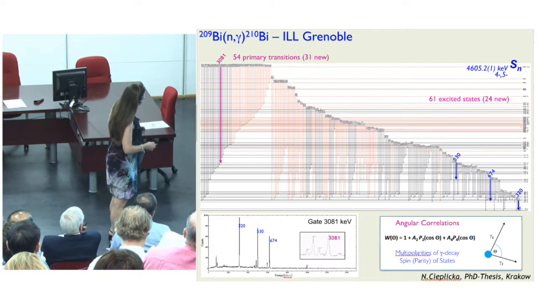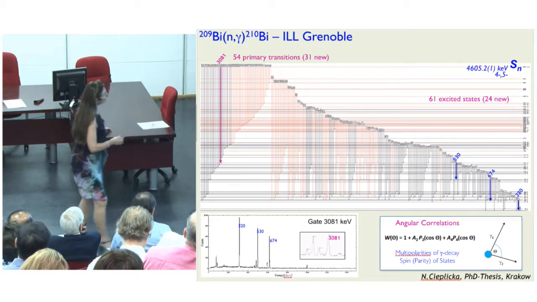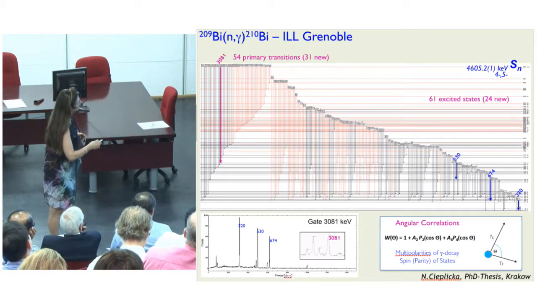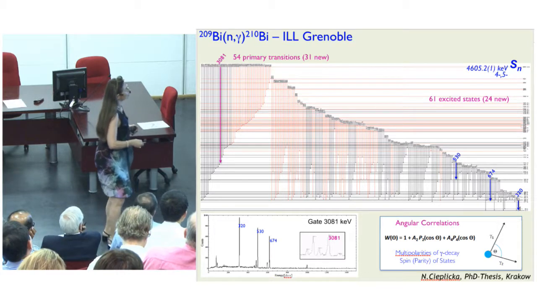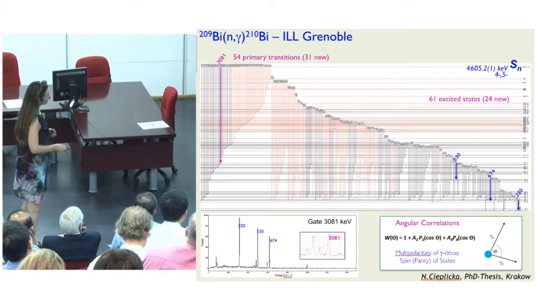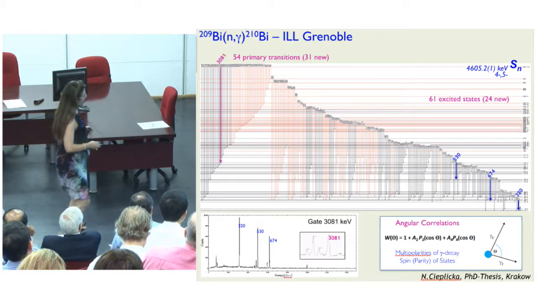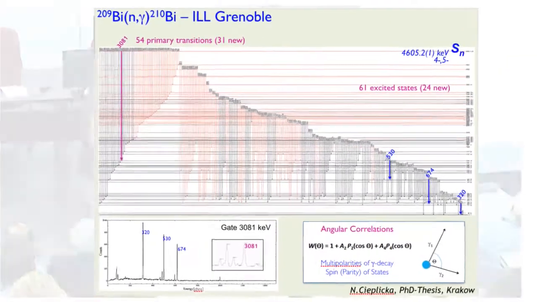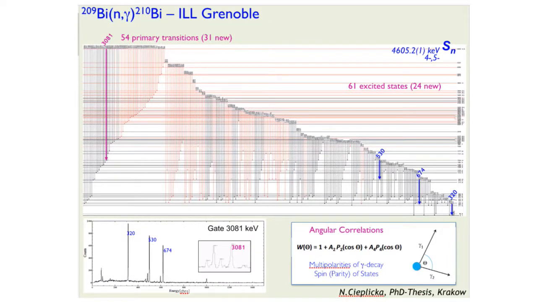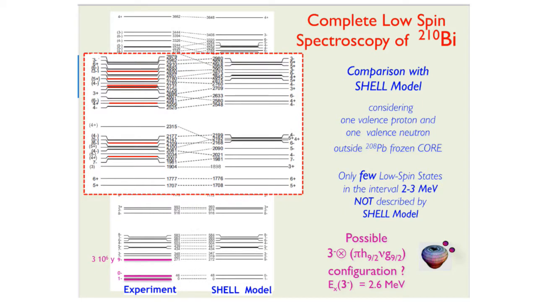And they can be very well analyzed, for example, selecting high energy transitions in coincidence with lower line gamma transitions. And by analysis of angular correlations, which were made possible by the geometry of the array, it was also possible to determine for a large number of states the spin and parity of the excited levels. So having such a rich data set, one can aim then at a complete low spin spectroscopy in this nucleus.